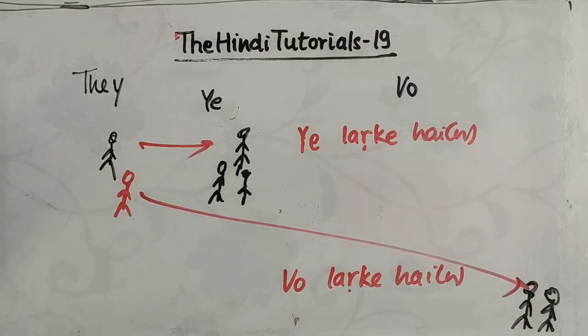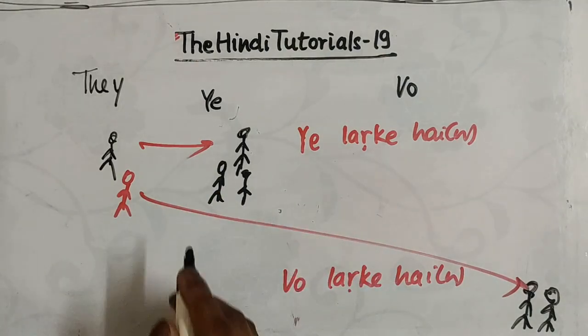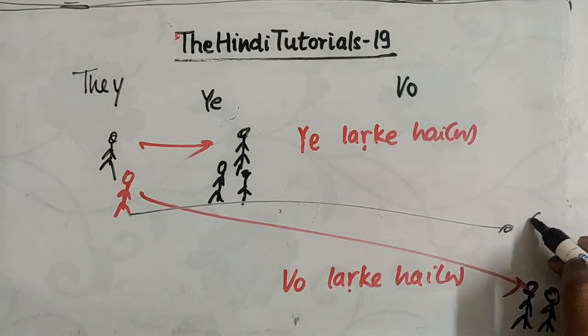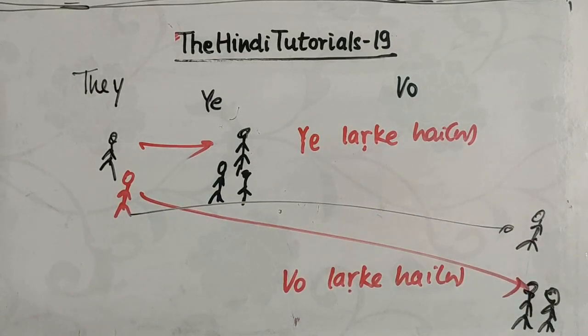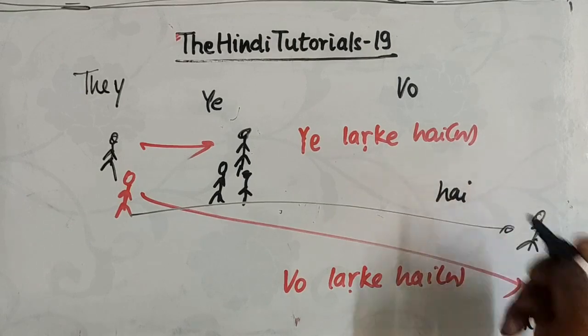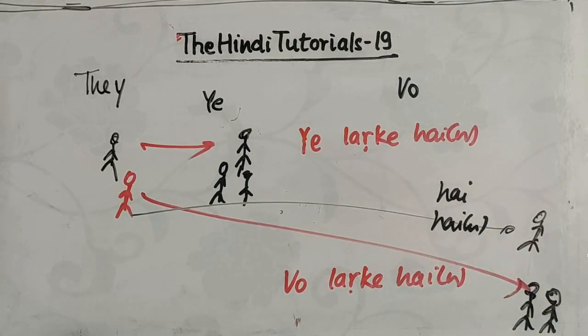So we can have 4 sentences here. ये लड़का है for singular, ये लड़के हैं for plural. वो लड़का है for singular, वो लड़के हैं for plural. For singular it comes है and for plural हैं. ठीक है?